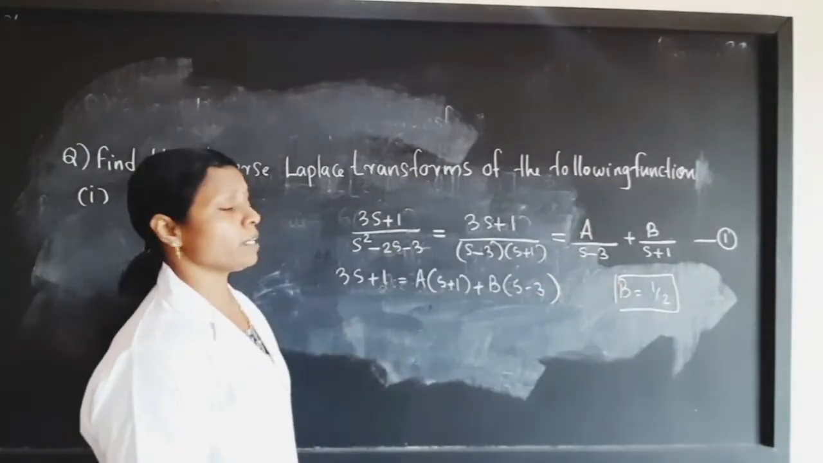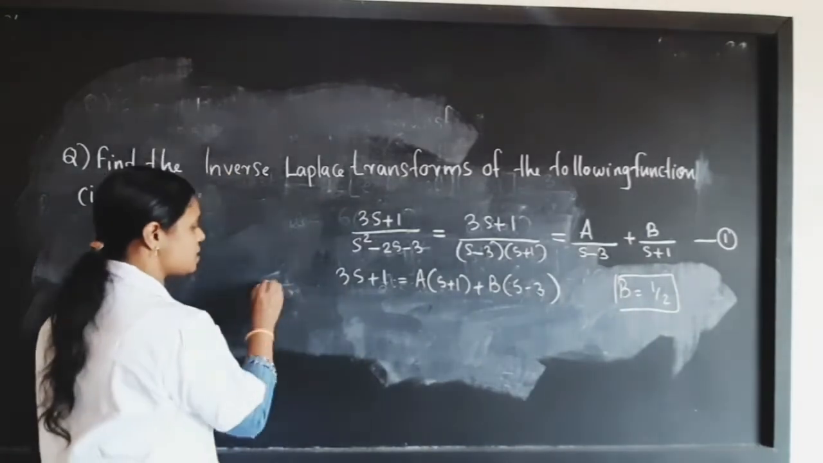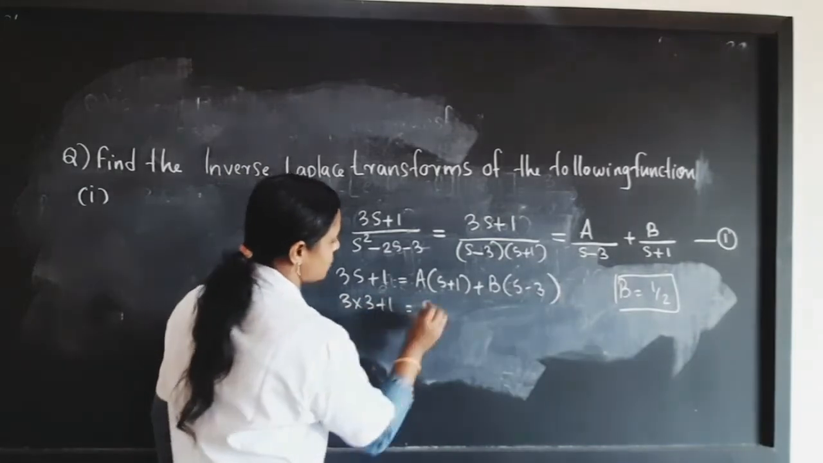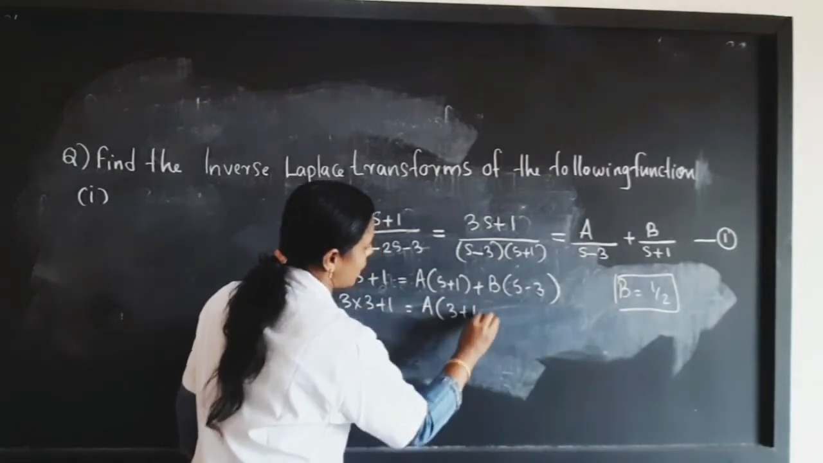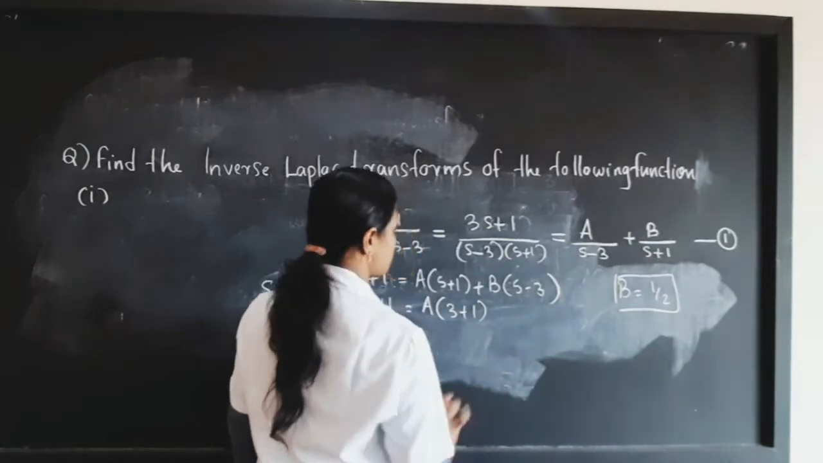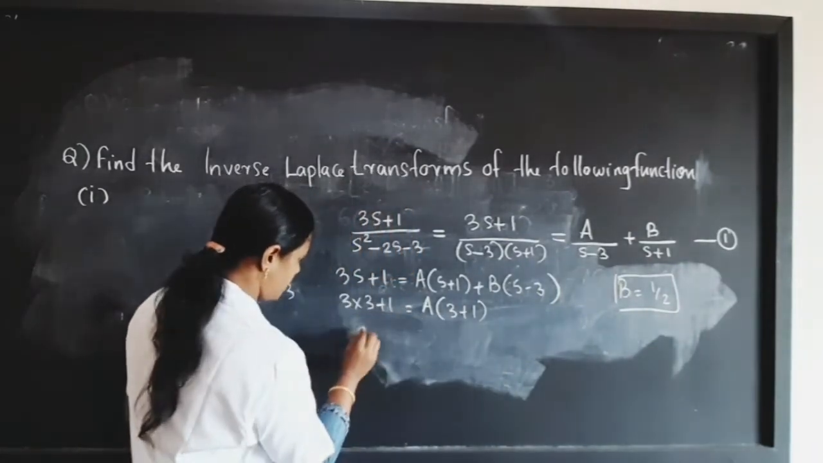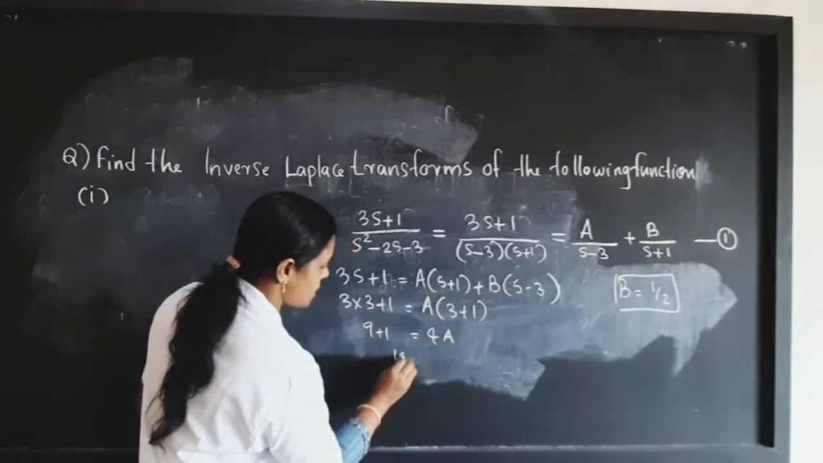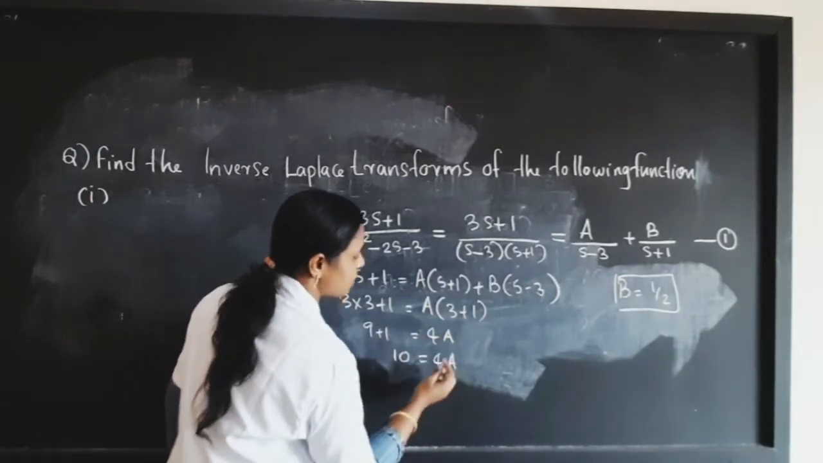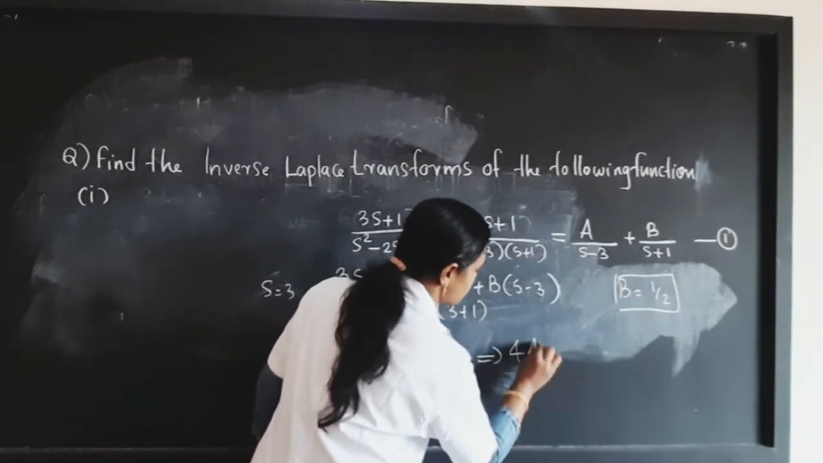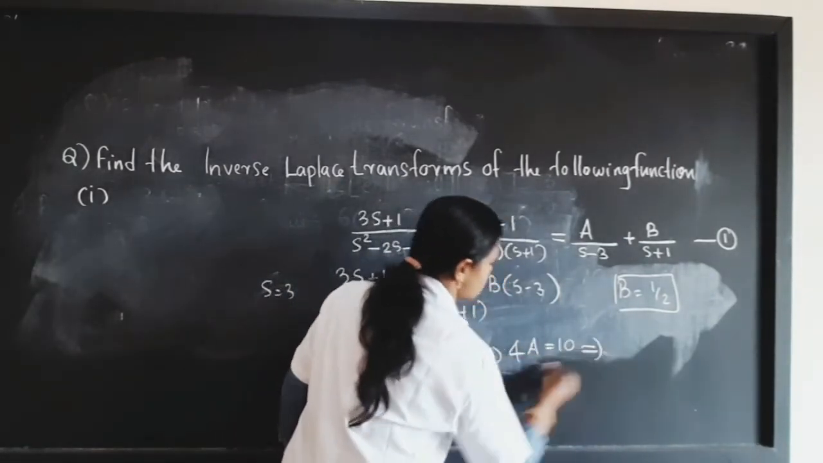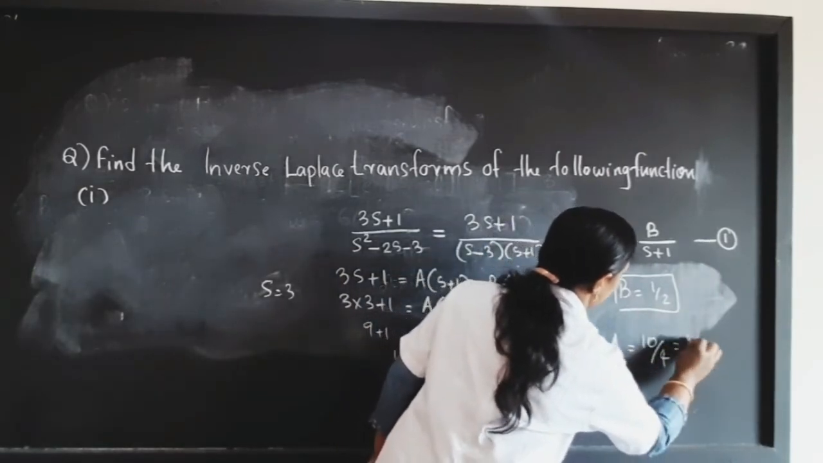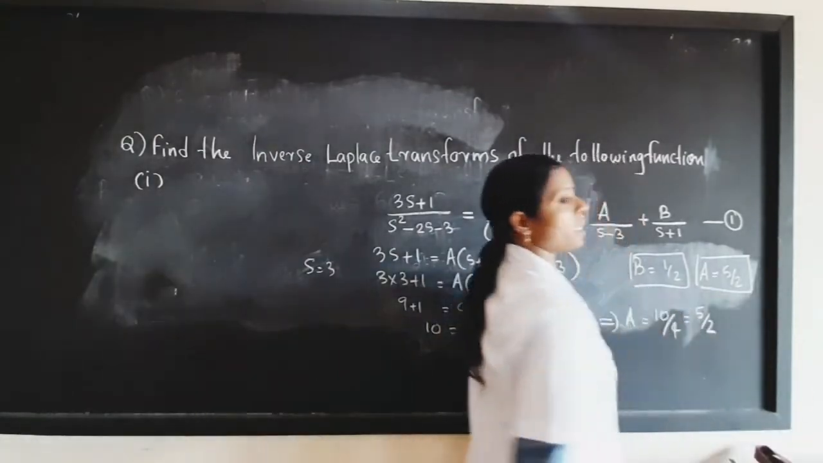Next we put s is equal to 3. We get a. We write 3 into 3 plus 1 is equal to a into (3 plus 1) plus b into (3 minus 3), that is 0. We get 9 plus 1 equal to 4a, so 10 is equal to 4a. From this, 4a is equal to 10, which implies a is equal to 10 by 4, that is 5 by 2. Now we get a is equal to 5 by 2.